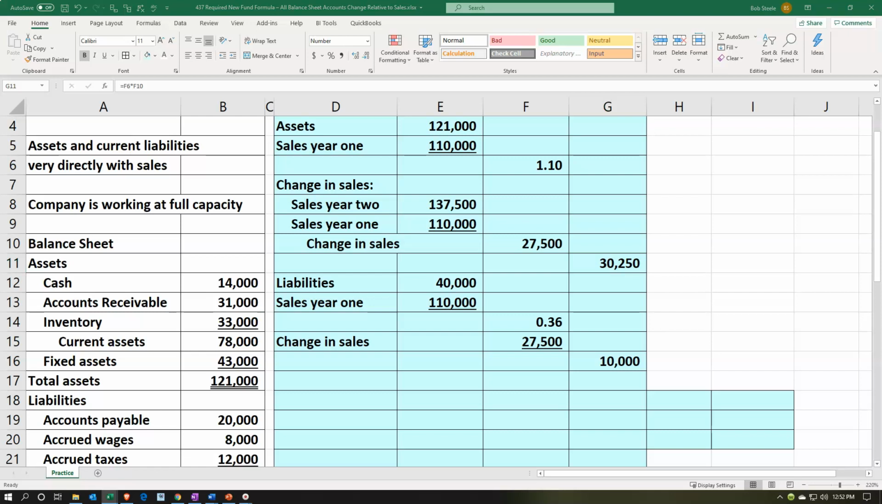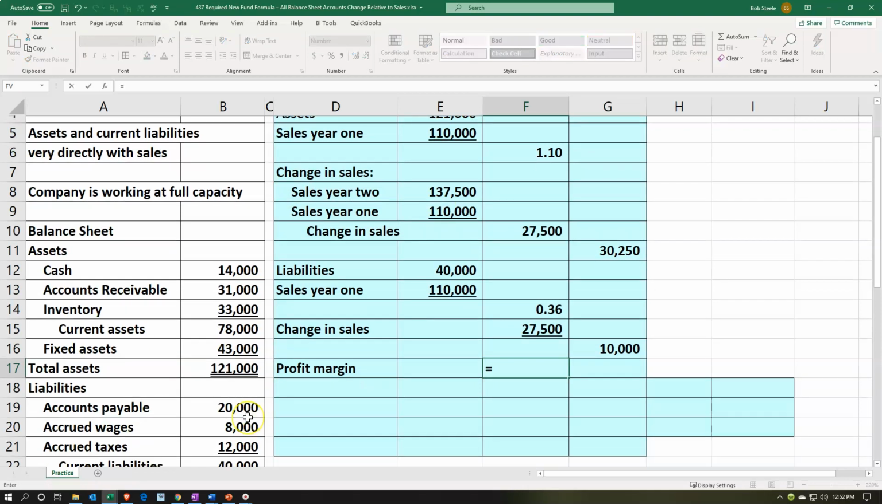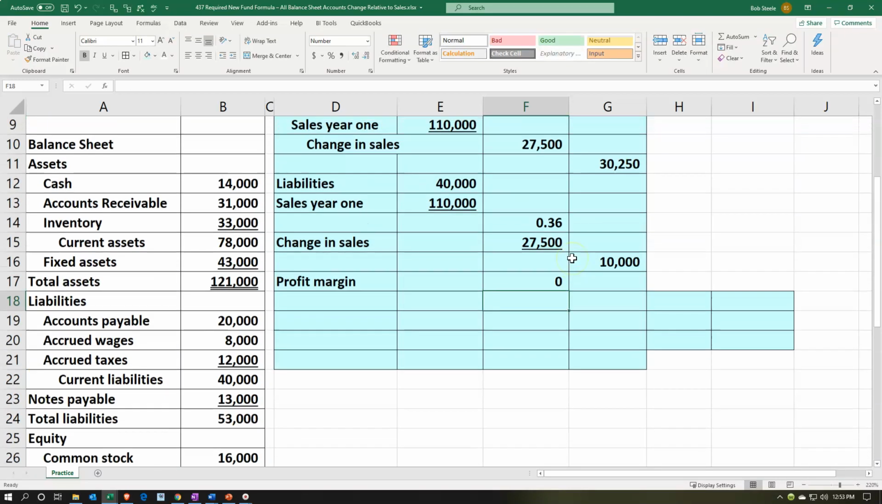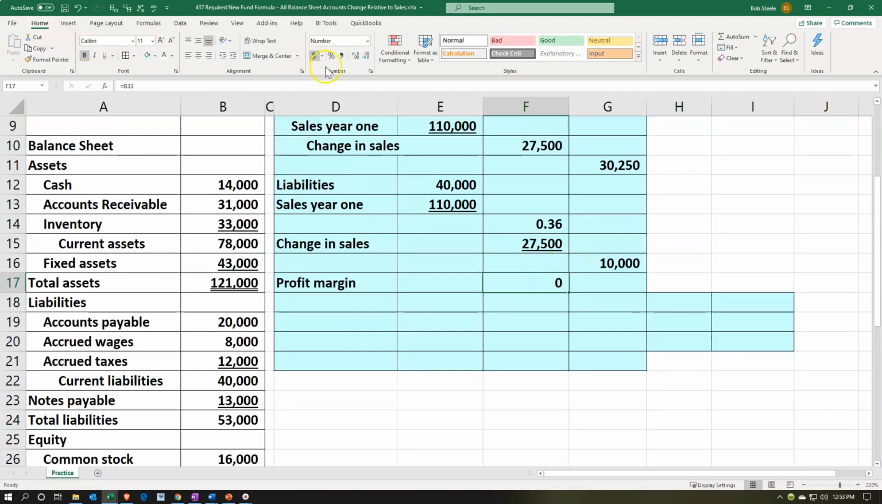On the equity side of things, we're going to take the profit margin. Let's pick up the profit margin, putting that here. I'm going to put this in the middle column. That's going to be equal to the 10%. So 10, and I'm going to multiply that. Let's make it a percent. Home tab, numbers group, make it a percent. We're going to multiply that times the year 2 sales.